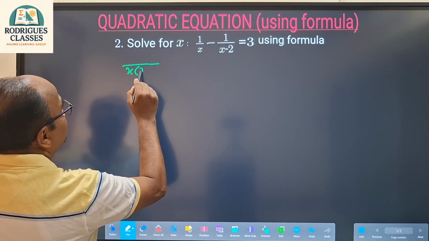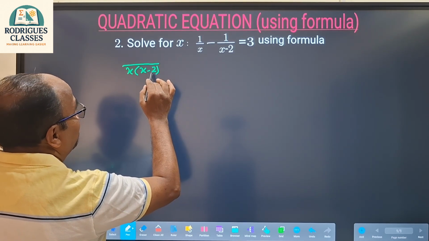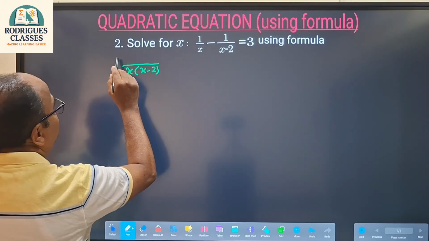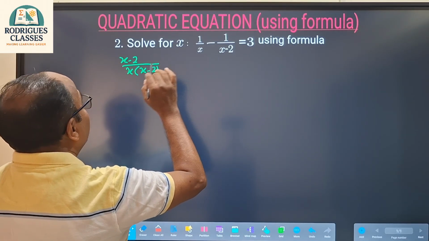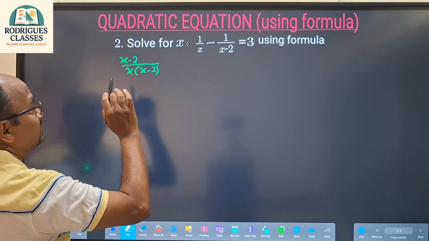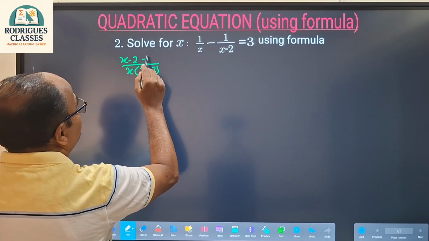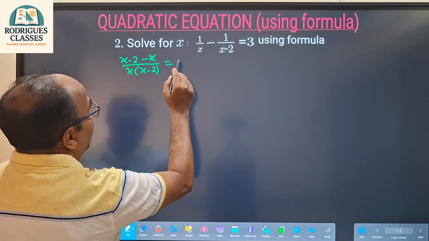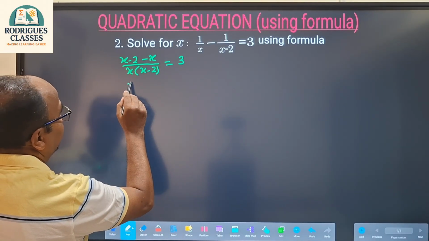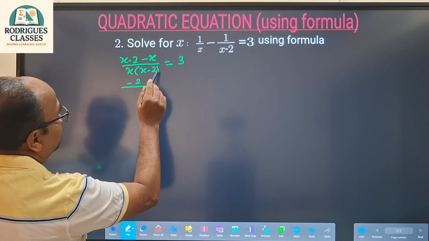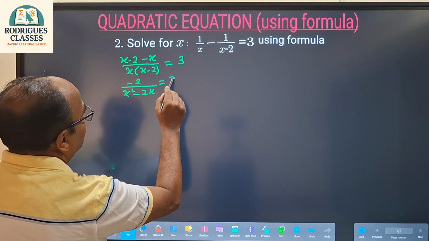LCM will be x into x minus 2. So dividing this LCM with x, you will be left with x minus 2 multiplied with 1 will give you x minus 2, and then dividing with x minus 2, the LCM, you will get it as x, and so x multiplied with minus 1 is minus x, and this side it is 3. So you can see x and minus x will get cancelled. You have a minus 2 here. Multiplying with this, x square minus 2x is equals to 3.